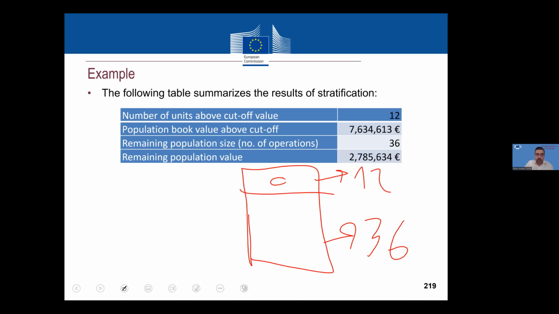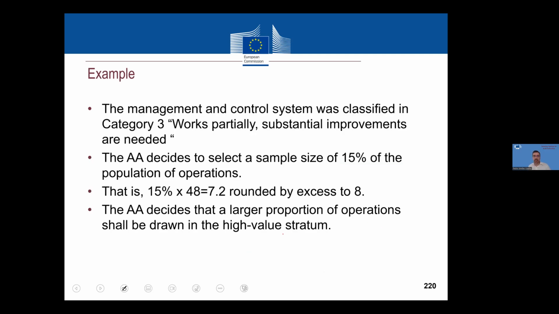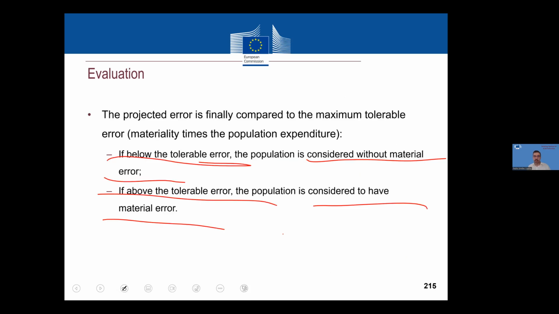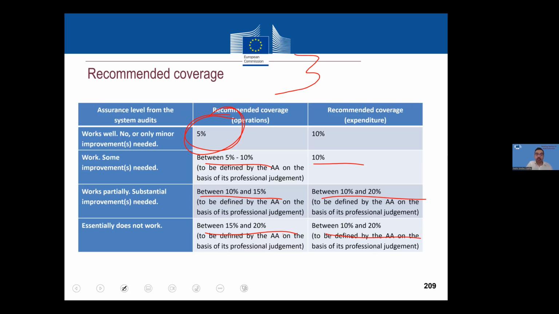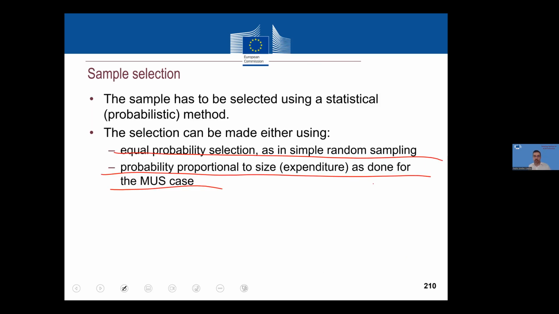I will select a sample here, another sample here. And also the division of the sample between the 2 strata is completely empirical, based on your professional judgment. Let's see the example. Imagine that in this case, I have a category 3 system. For a category 3 system, let me aim to audit 15% of the items and 20% of the expenditure. Okay, let me aim this 15 and 20.